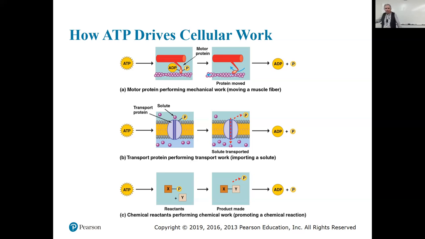Then making big molecules from small molecules. That requires energy. A big complicated molecule from smaller, less complicated molecules. That's lowering entropy. That takes ATP, and also making cells. And that involves making big molecules. So that's chemical work. So muscular contraction, active transport, and synthesis of large molecules. That's pretty much all the forms of cellular work, and they all require ATP. Okay.